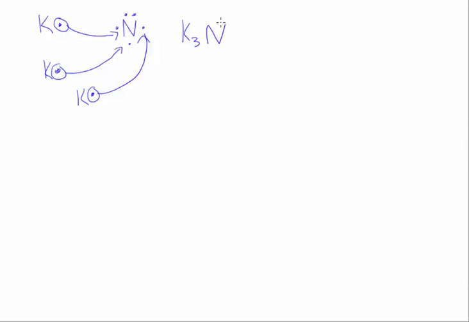Do one more example. Gallium and sulfur. Gallium is Ga. And if you look at your periodic table, Ga is in group 13, so it has 3. And sulfur is in group 16, so it has 6. So gallium is going to give up electrons. Now this sulfur is happy at -2, but gallium still has 1 more electron.